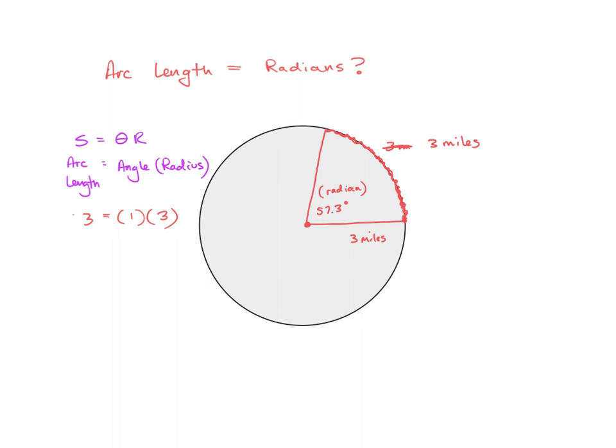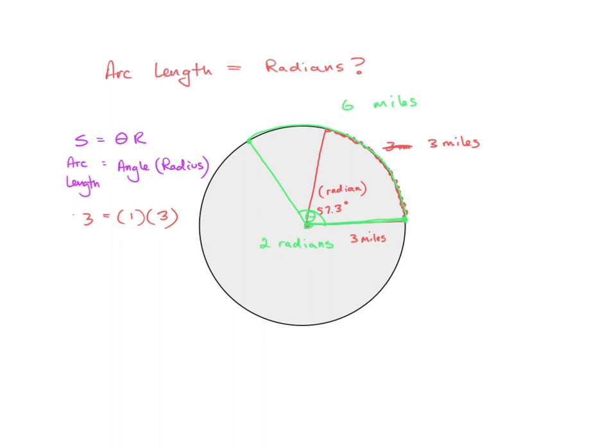Now if we say, okay, well, what if I had an angle of 2 radians? Well, if I have an angle of 2 radians and I have a radius of 3 miles, well then this arc length here, this distance covered by an angle of 2 radians should be 6 miles. So what we're trying to do is just look at this in a few different ways so we can basically uncover this relationship of radians and degrees.